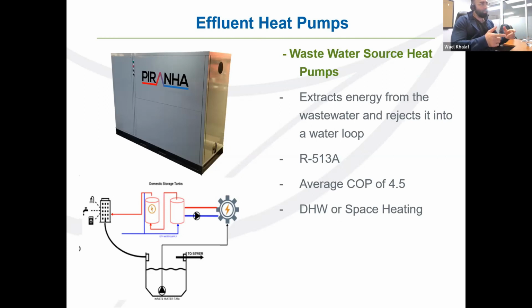There's also a different version of the Piranha, which is called the Shark unit, which can be applied for district applications. So it goes up to 4,500 GPM of effluent flow that you can extract energy out of it.